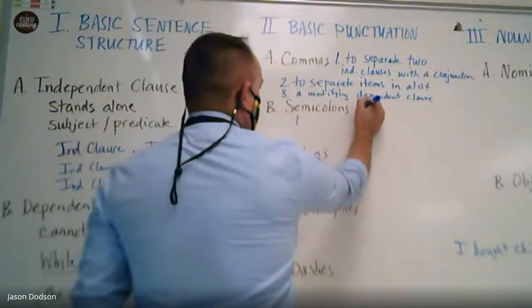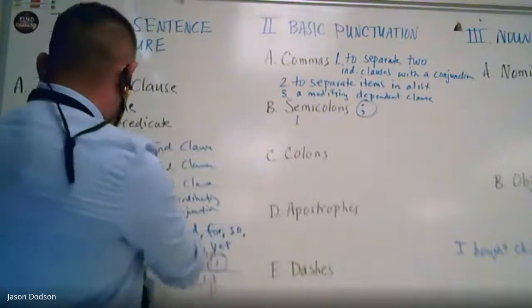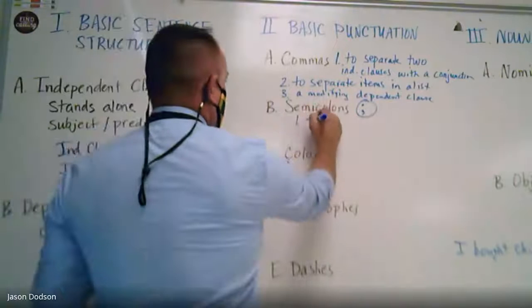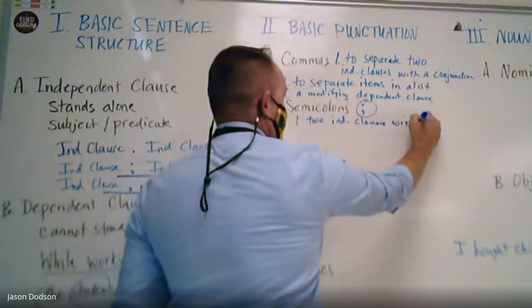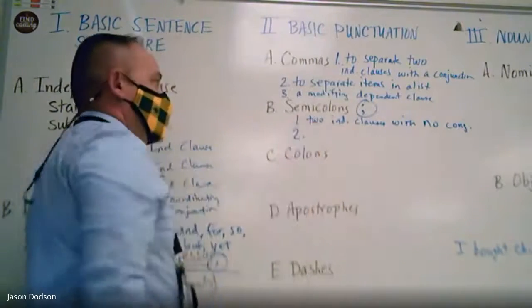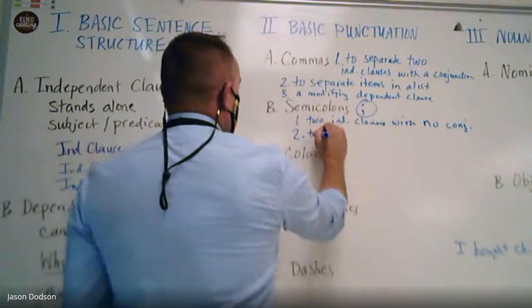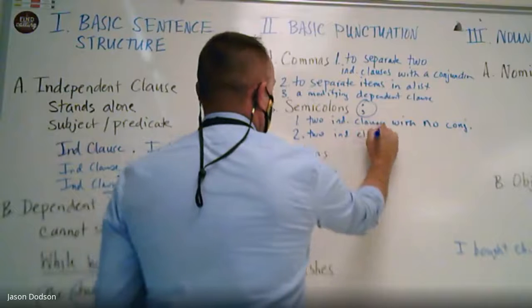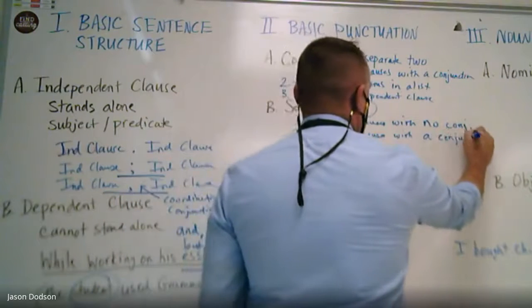Semicolons. So this is the punctuation mark right about here. You use semicolons, as we said over here, between two independent clauses with no conjunction. Or you can use a semicolon between two independent clauses with what's called a conjunctive adverb.